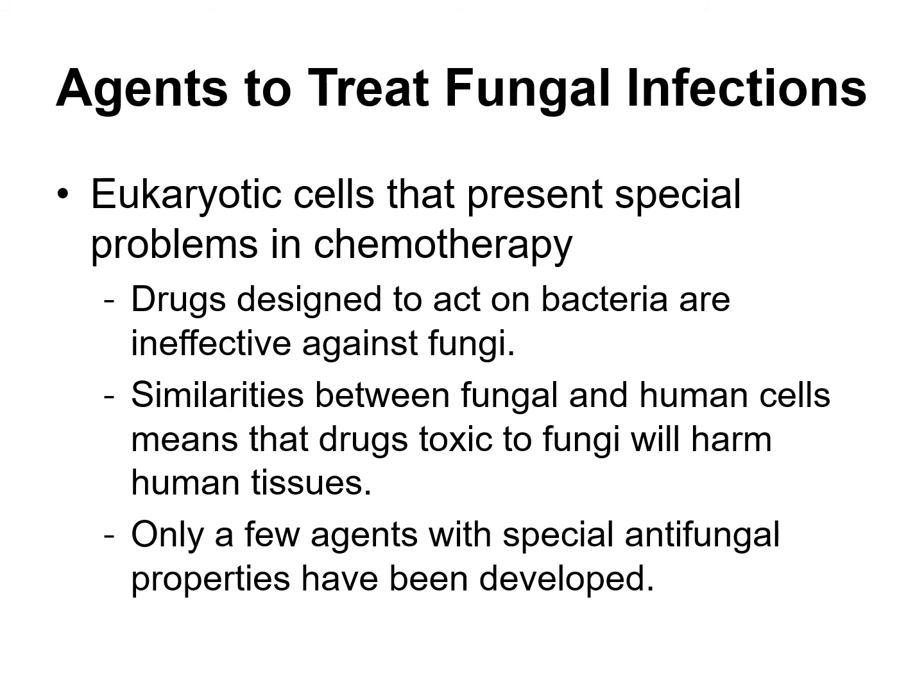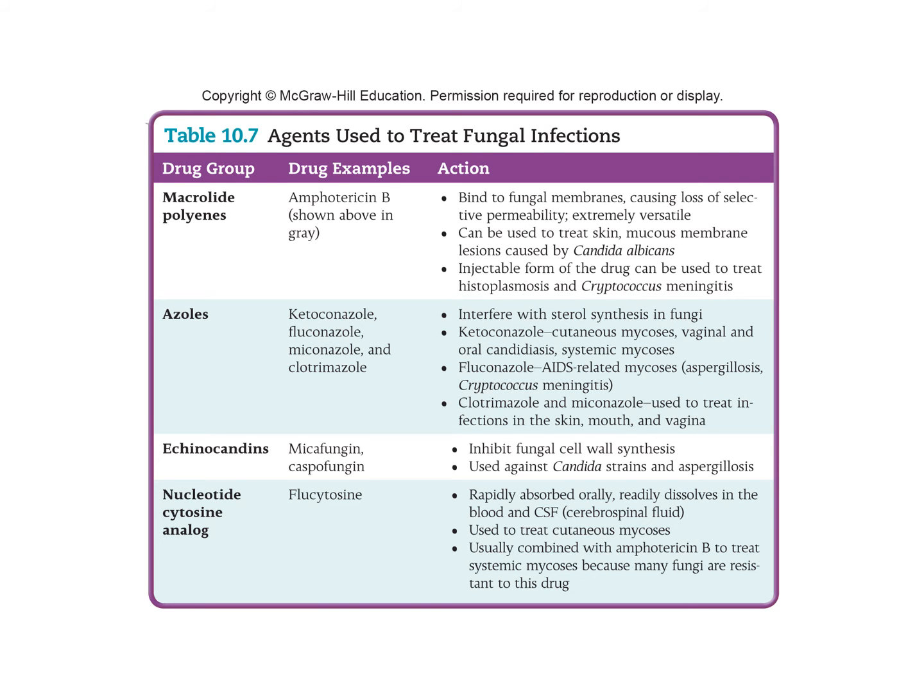So, the class of antifungals isn't as large as antibiotics. And some of them are really strong, but can be very damaging to the patient and have side effects. So only a few agents with special antifungal properties have been developed. So here's showing agents to treat fungal infections. So amphotericin B is the very, very strong one. We have the azoles, which you're probably very familiar with. So this is fluconazole, ketoconazole, miconazole, and clotrimazole.